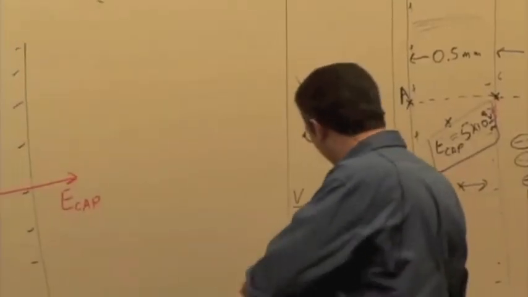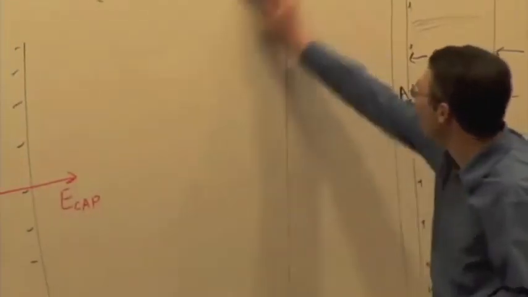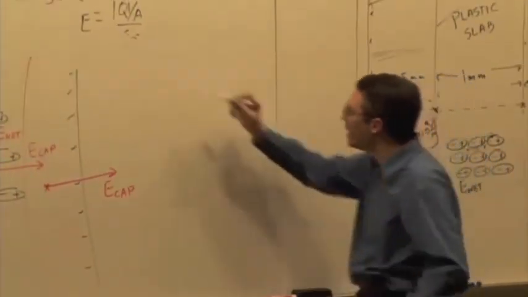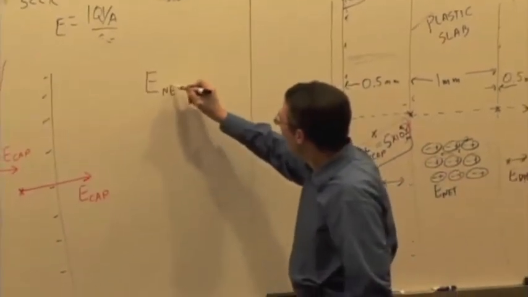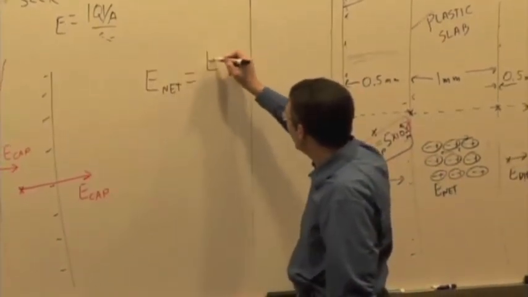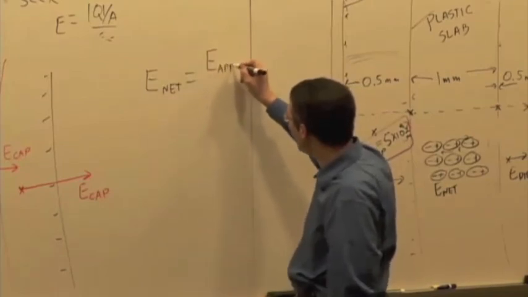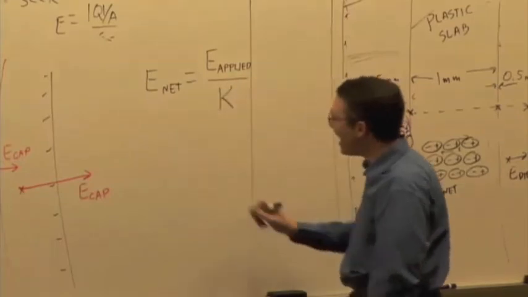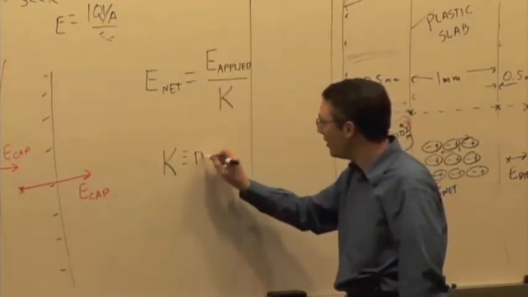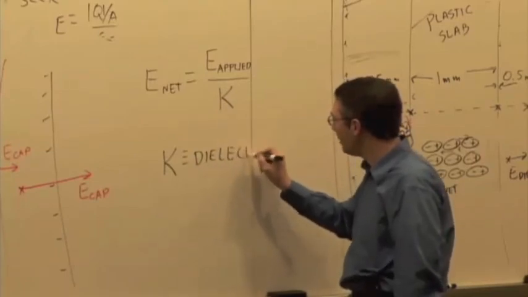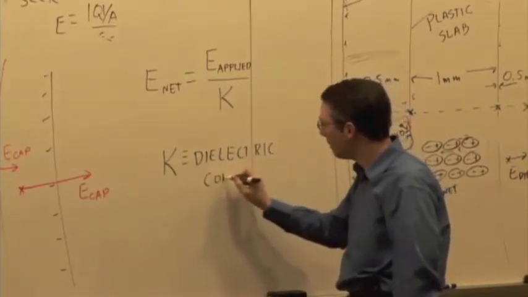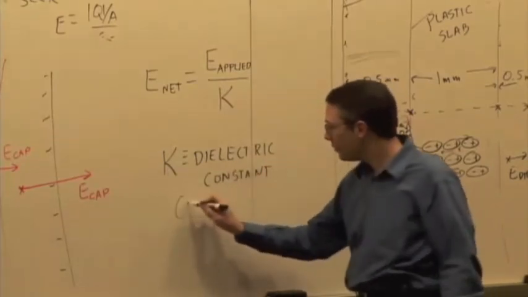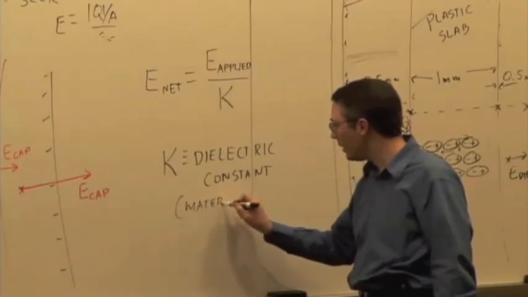There's actually a relationship, experimental relationship, or empirical relationship, that tells us how much that E net is. And that E net inside is equal to the electric field, and I'll call it the applied electric field, which is the field due to the capacitor in this case, divided by a constant K. This capital K is called the dielectric constant. And it's a property of a material. Okay, so it's a material property.